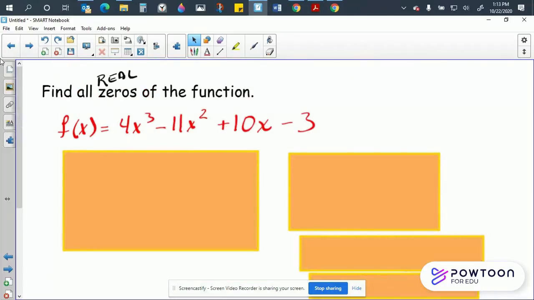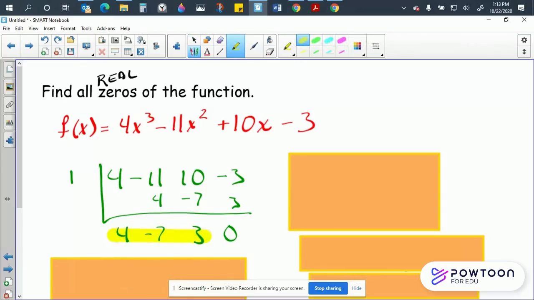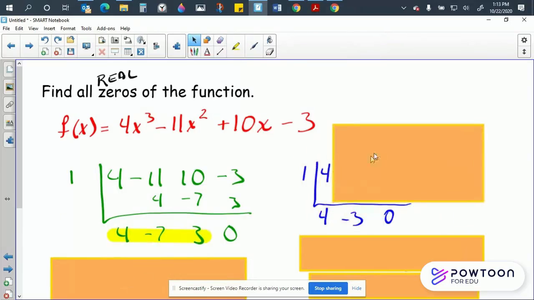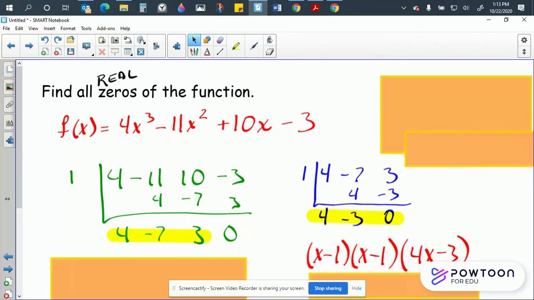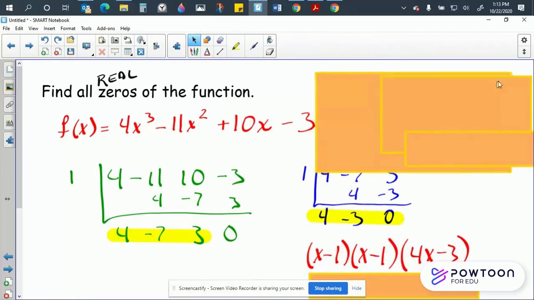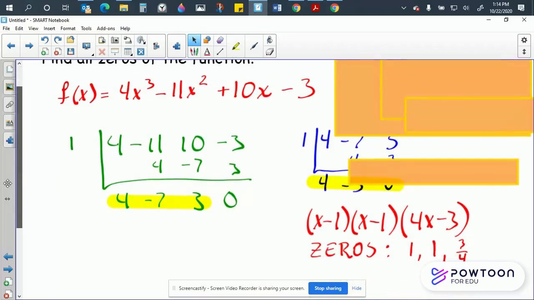Find all real zeros of this function. We have to find the zeros by using synthetic division. So if you try out a 1, you'll find you get a remainder of 0. Now I'm going to use this new polynomial. And 1 works again. And now we're down to our binomial. So we can get our zeros of x minus 1, 4x minus 3, which gives us zeros of 1, 1, and 3/4.